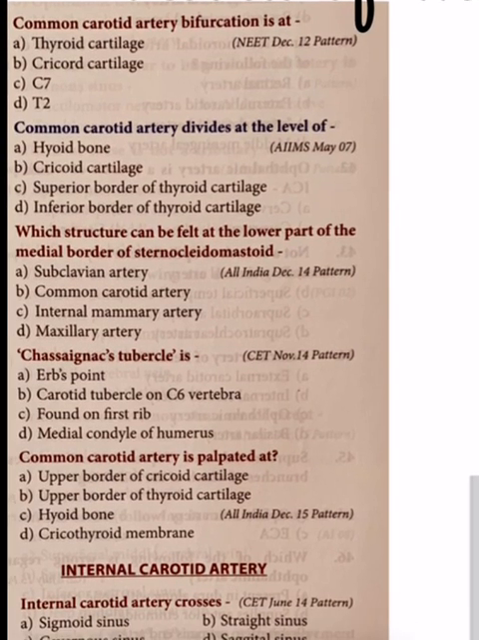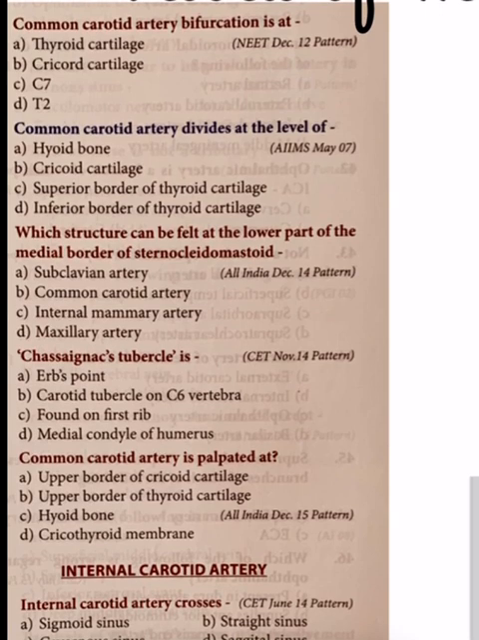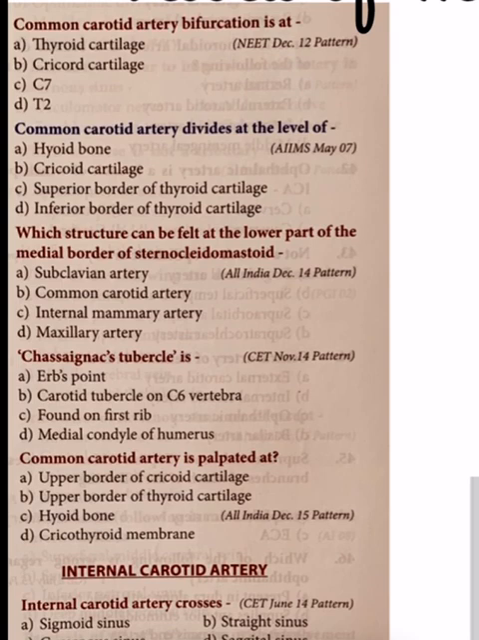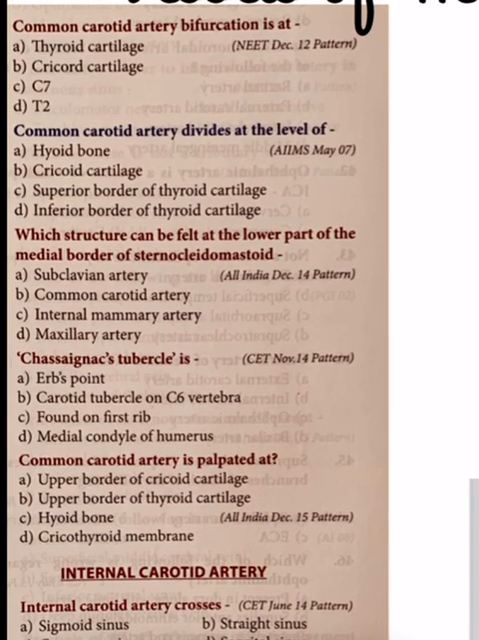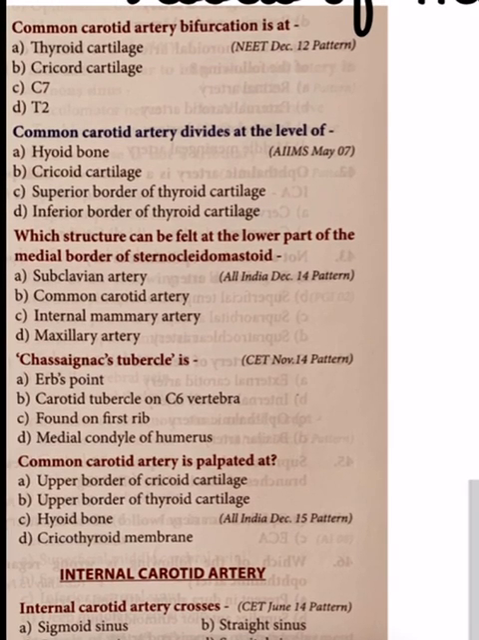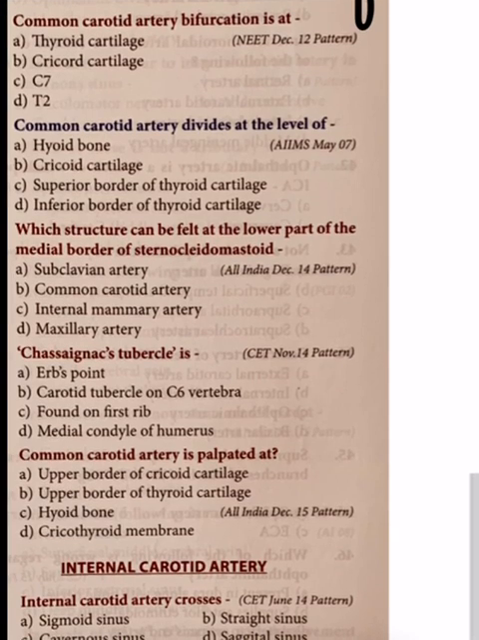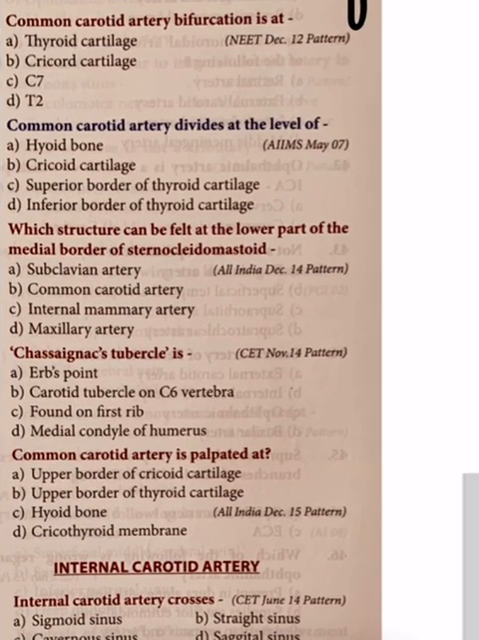So till now we have discussed 3 questions: common carotid artery bifurcates at thyroid cartilage, C4 level. Common carotid artery divides at the level of upper border of thyroid cartilage. Then which structure can you feel at the lower part of the medial border of sternocleidomastoid? Obviously common carotid artery. Then coming to the next question, Chassaignac's tubercle, what is that?